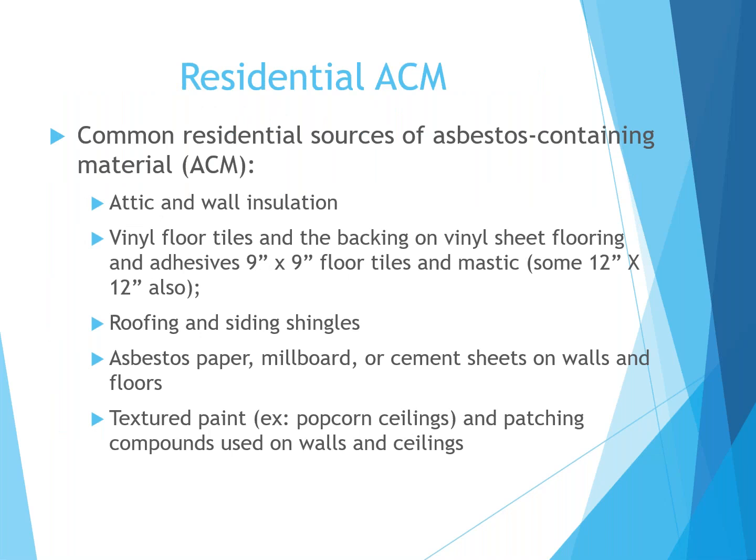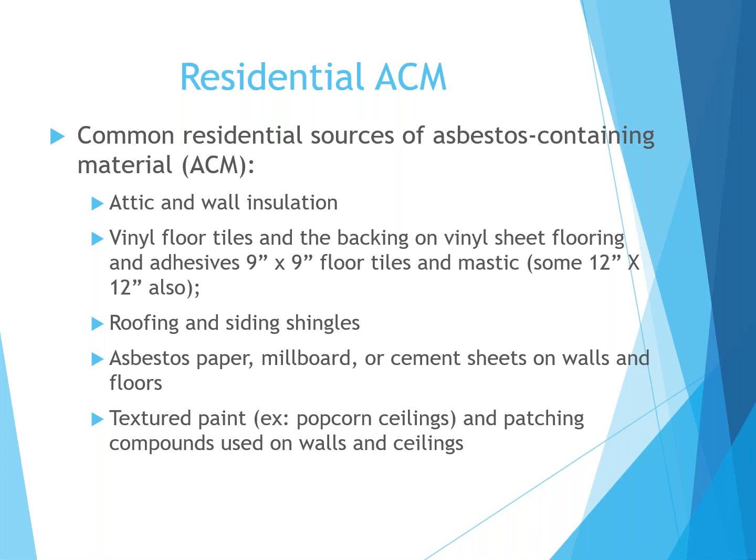So as far as residential ACM goes, common residential sources of asbestos-containing material are attic and wall insulation, vinyl floor tiles and the backing of vinyl sheet flooring and adhesives. The 9x9 and 12x12 tiles are among the most concerning. So if you see 9x9 or 12x12 tiles in a home that is built 1980 or before, it's definitely possible that those tiles have asbestos. And again, it doesn't mean it's necessarily an immediate concern. It is something to be aware of.